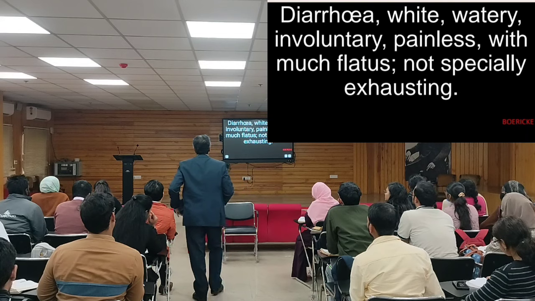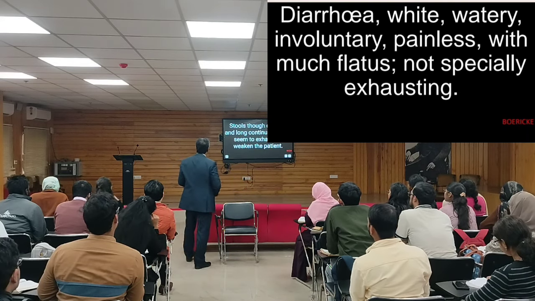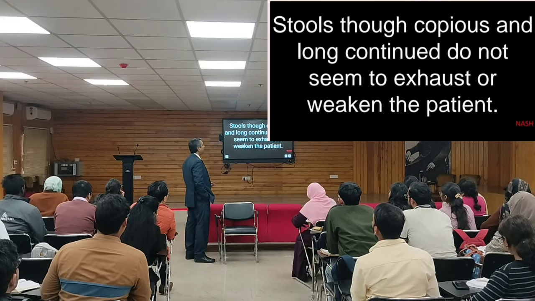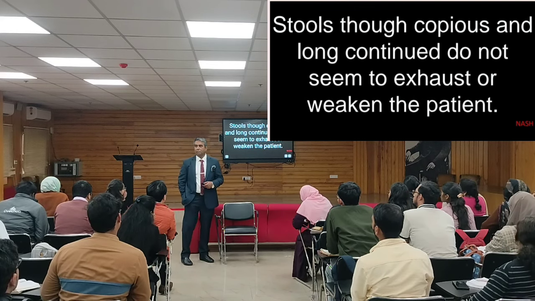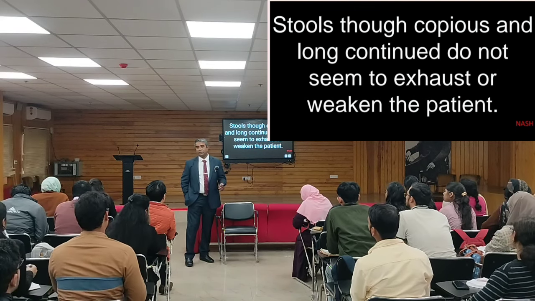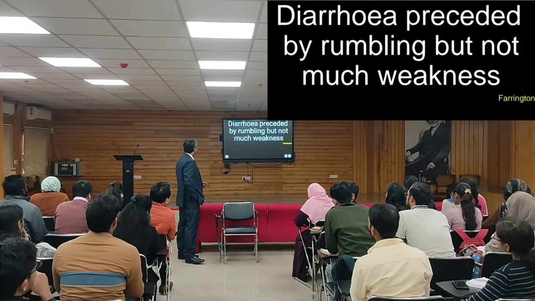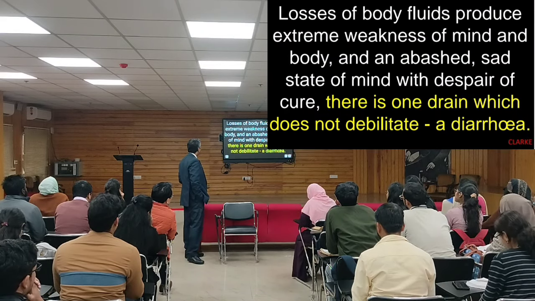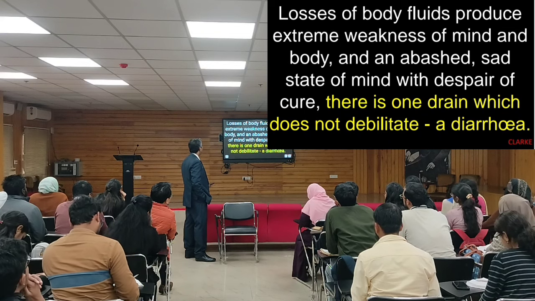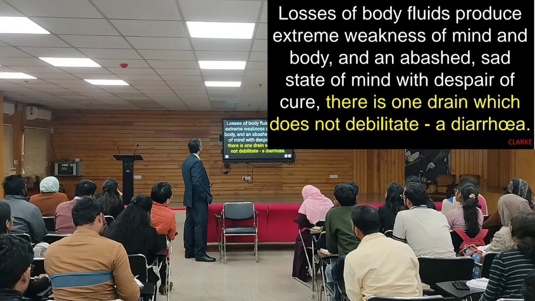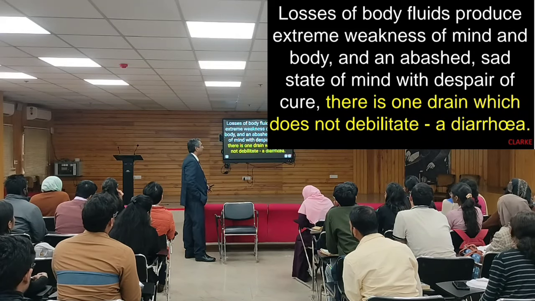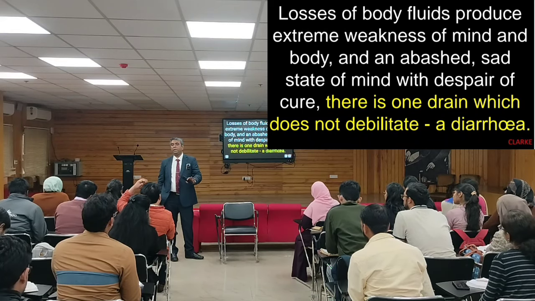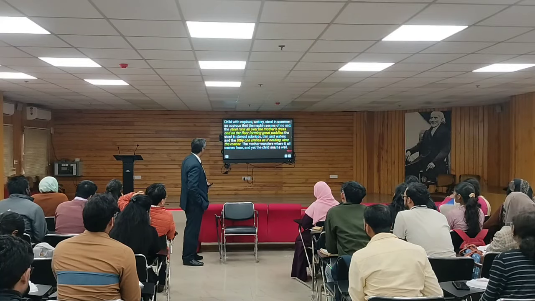White, watery, involuntary, painless, much flatus, not specially exhausting. Copious, long continued, does not seem to exhaust or weaken the patient. Has been suffering since long, but in spite of that, no weakness. Preceded by rumbling, but not much weakness. Loss of body fluid produces extreme weakness. Mind and body abashed, sad state of mind, despair of cure, in one drain which does not debilitate except diarrhea. All others cause extreme weakness, prostration, except for diarrhea.